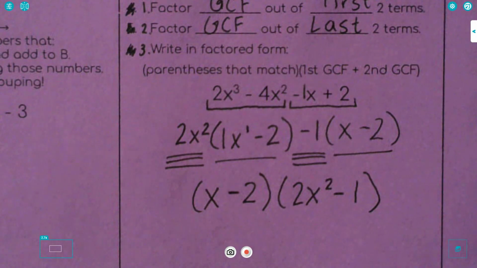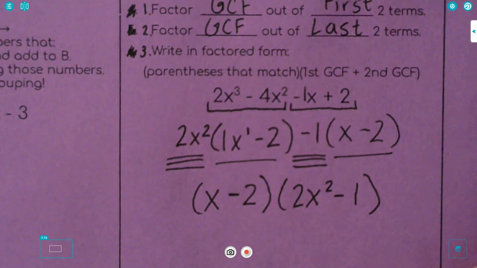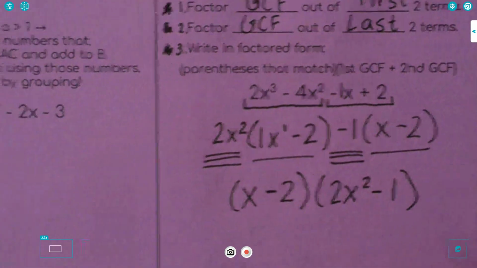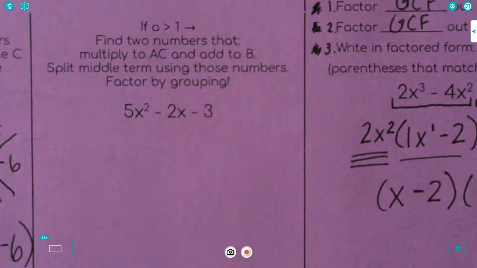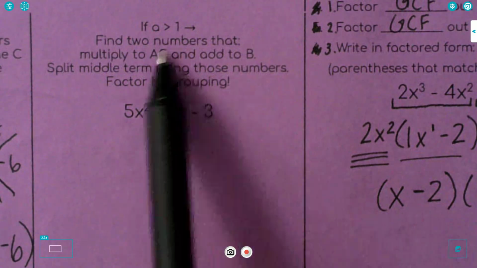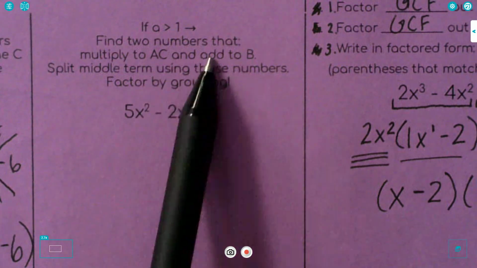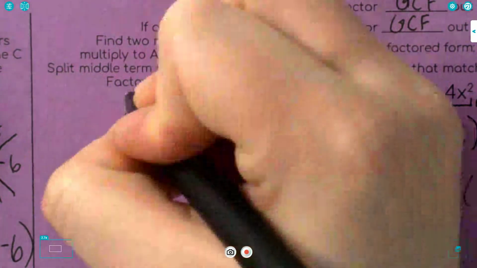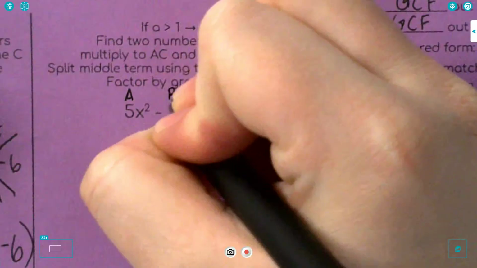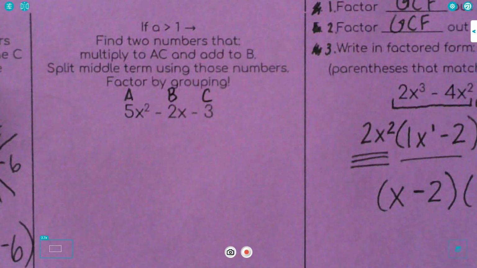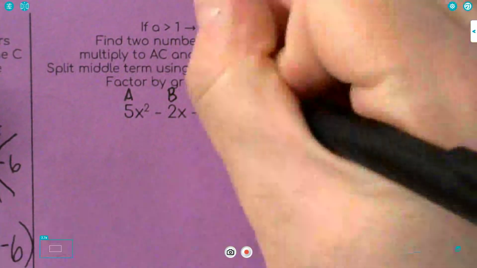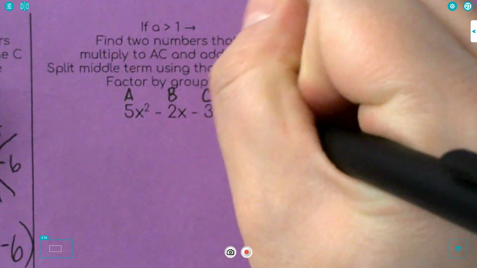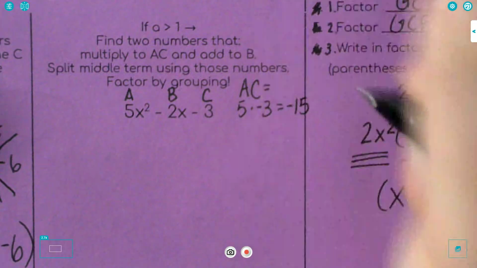Okay, we've got one more problem to do together, which is our 5.9. So I'm going to scoot back over. This is what we do if we have a number in front of x squared. So if we have a number in front of x squared, we need to find two numbers that multiply together to be a times c and add together to be b. So I'm going to label my a, b, and c. I think that's helpful. And in this problem, a times c, ac, is 5 times negative 3, which is negative 15.